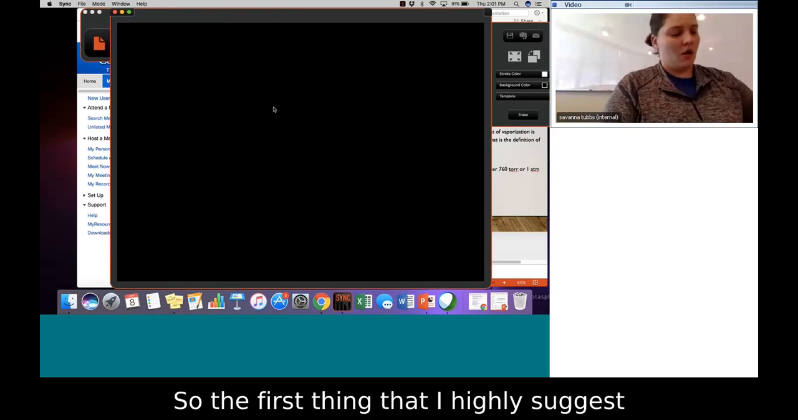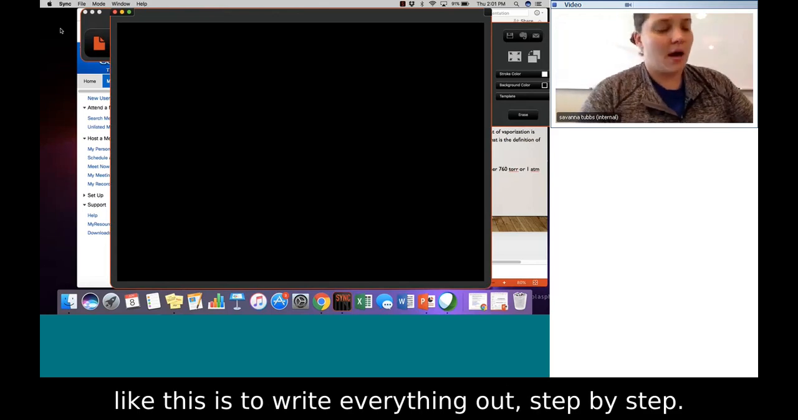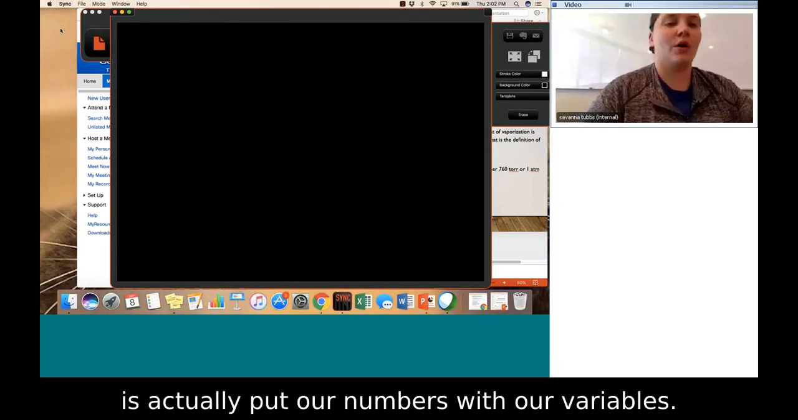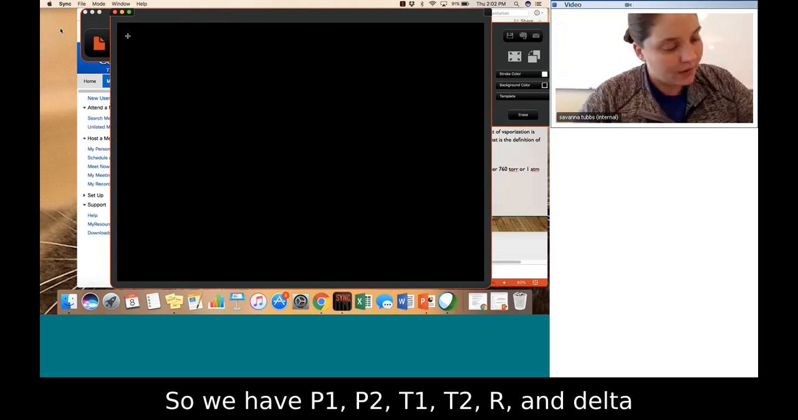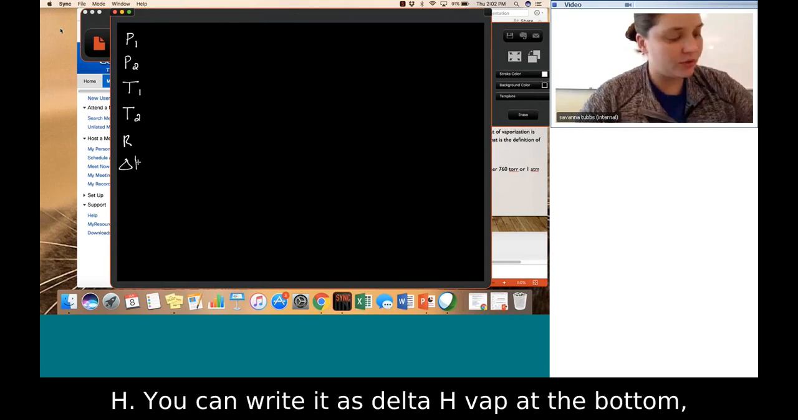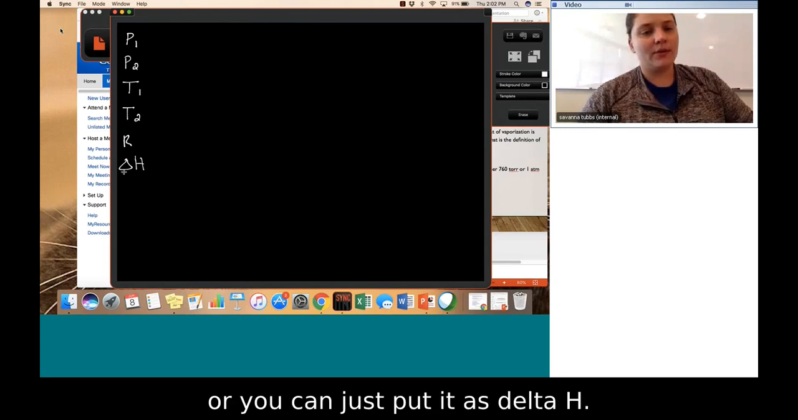All right. So the first thing that I highly suggest that you do when you're working through a mathematical problem like this is to write everything out step by step. So the first thing that we're going to do is put our numbers with our variables. So we have P1, P2, T1, T2, R, and delta H. You can write it as delta H vap at the bottom, or you can just put it as delta H.